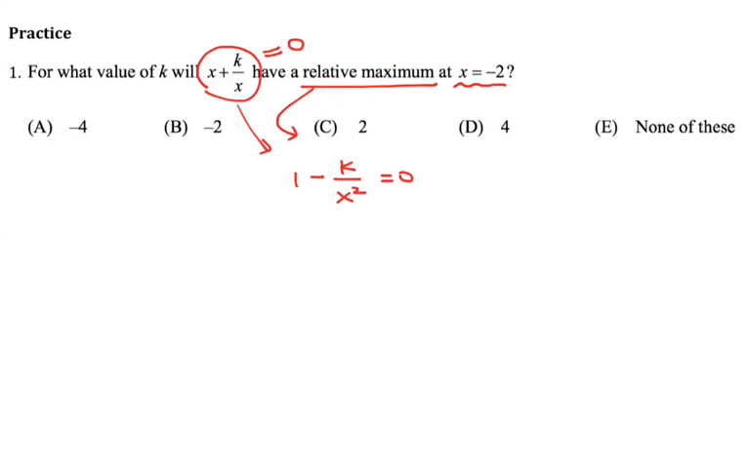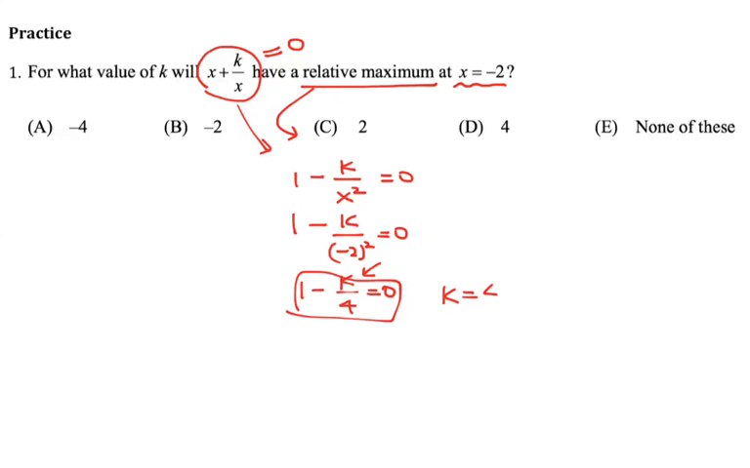But x has to be -2, so this becomes 1 minus k over (-2) squared is equal to 0. This tells us that 1 minus k over 4 has to be equal to 0. Then for what value of k will this equation be equal to 0? That's right. k has to be equal to 4. So I guess we get choice D as our answer.